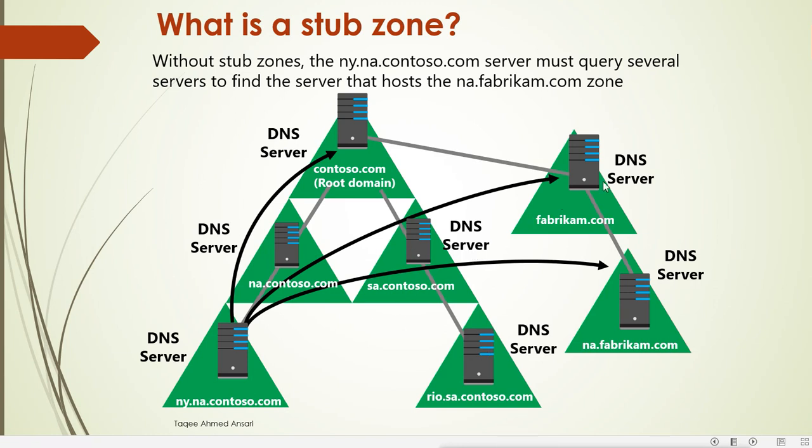Now we have another domain, which is also a tree domain, that is fabricam.com, and na.fabricam.com is the child of this domain. When you create another tree domain, it is not necessary to have the same name as the root domain. All these child domains have the name of the parent domain, but this tree domain does not contain the name of the root domain. It is a different domain name, or maybe suppose this is a different domain on the internet.